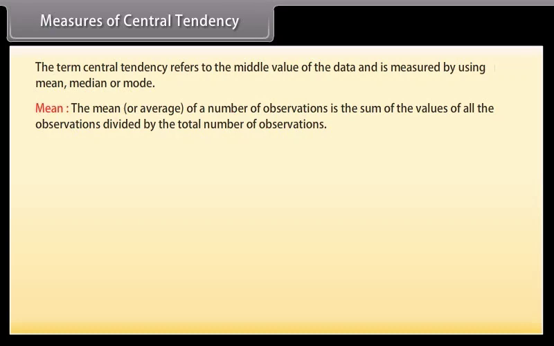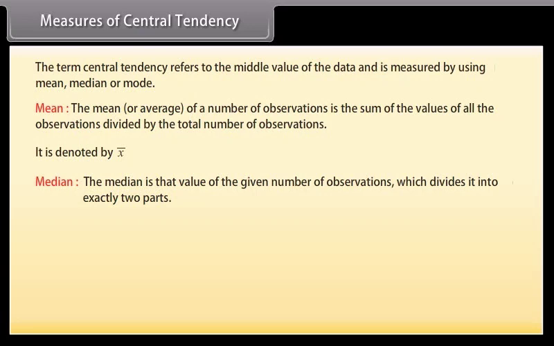Mean. The mean or average of a number of observations is the sum of the values of all the observations divided by the total number of observations. It is denoted by this symbol, read as x bar.